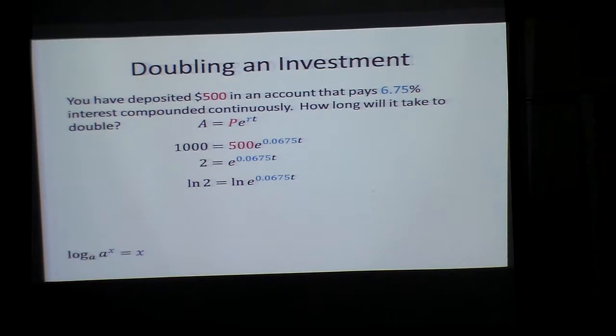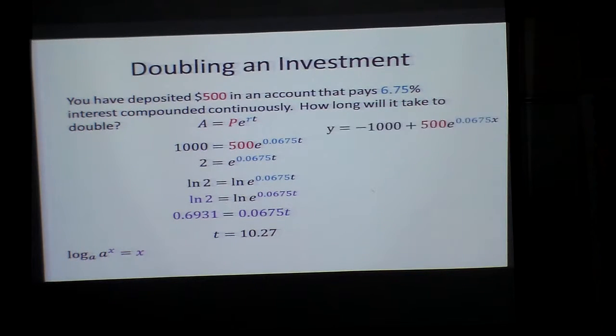So that means that 0.0675t will be that, which is this. Divide that by that, and you get 10.27.